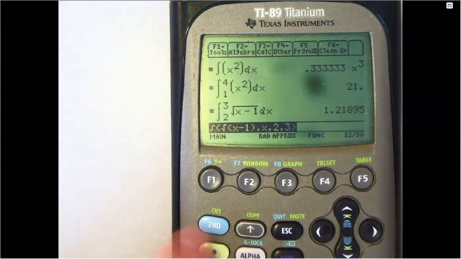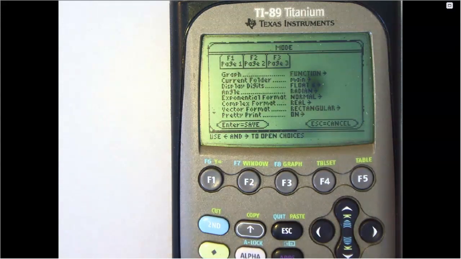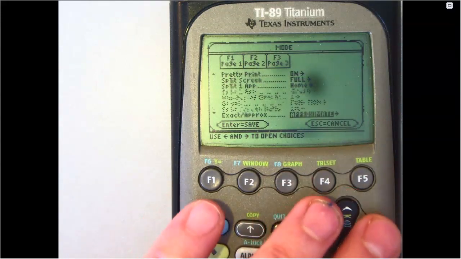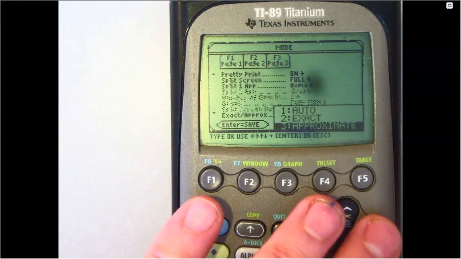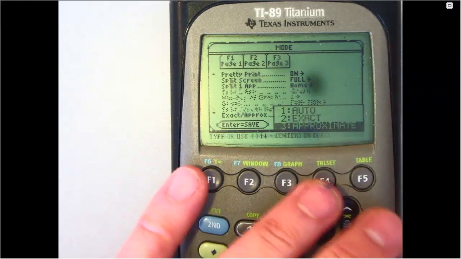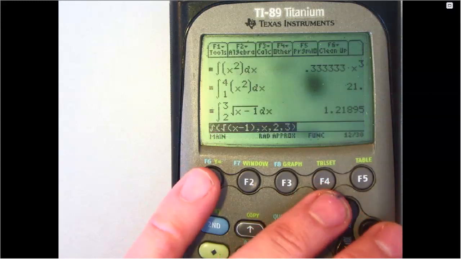So hit mode, and then scroll down. It's just under the next page. It'll say exact slash approximate. Hit a right arrow, so I put it in approximate probably. Hit enter, and then hit enter again to save it.